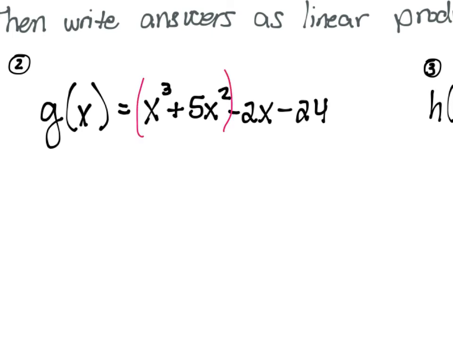I can take out an x squared, and I'm left with x plus 5. If I take out negative 2, I'm left with x plus 12. Uh-oh, does grouping work? Yes or no? Nope, grouping doesn't work. So that means we have to do P over Q. Oh, geez. What's the last number? What's the constant?